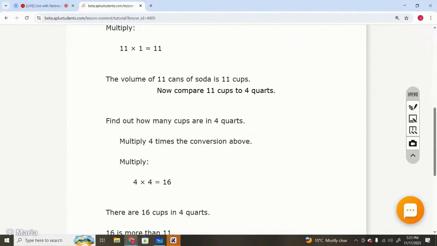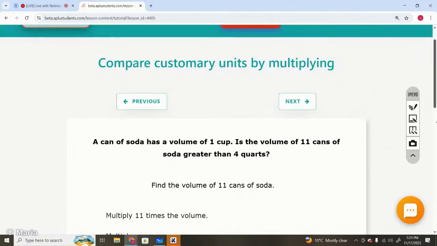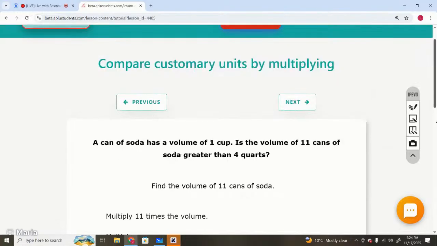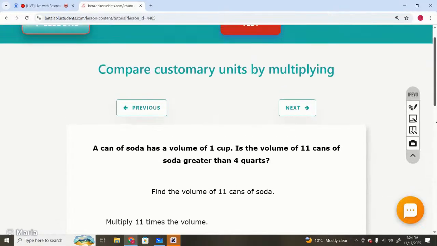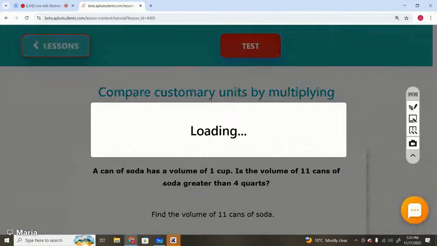So which is more? 16 is more than 11. That means the volume of the 11 cans of soda is not greater than 4 quarts, right? Let's just start with the test questions.